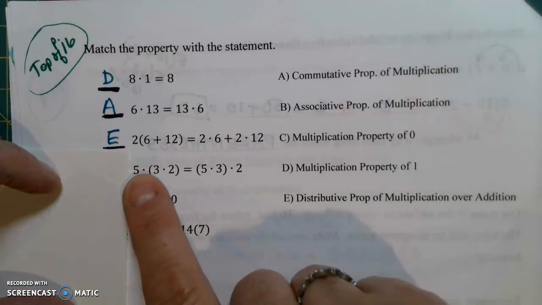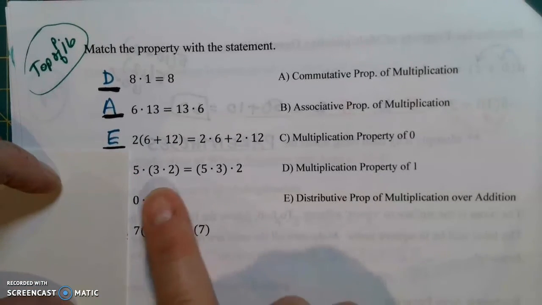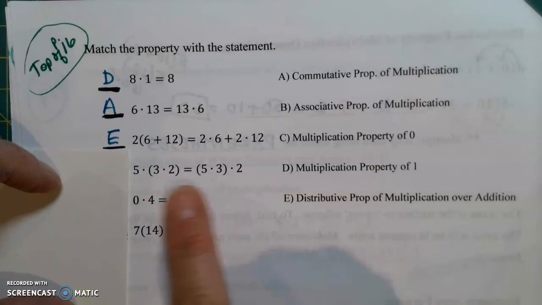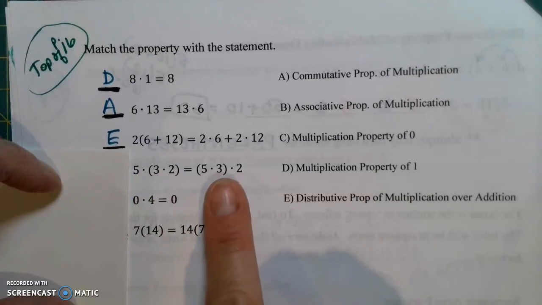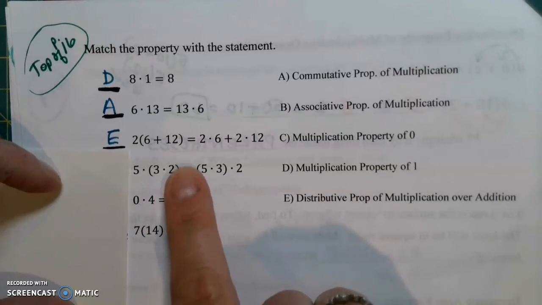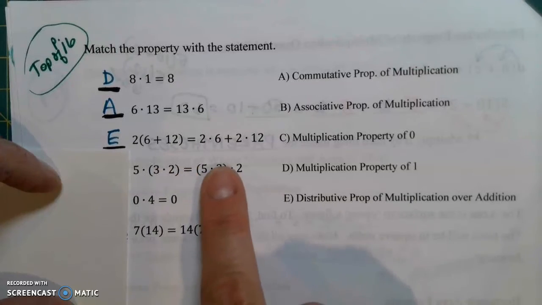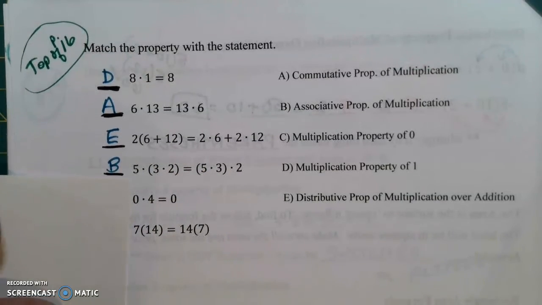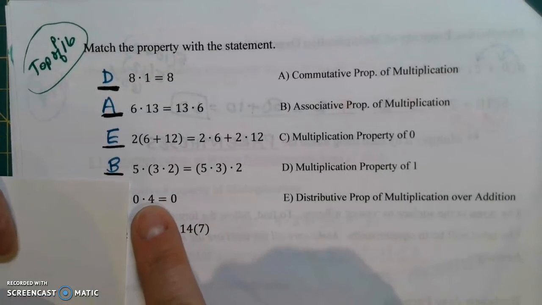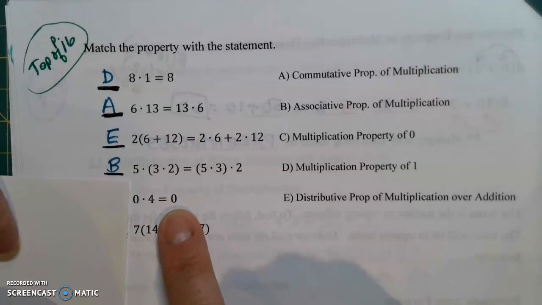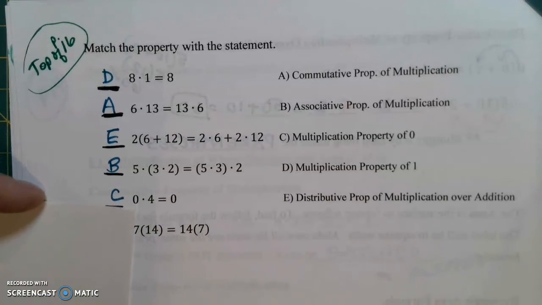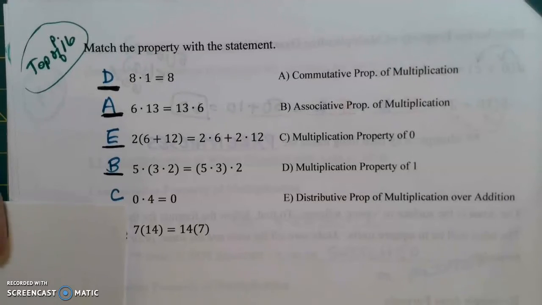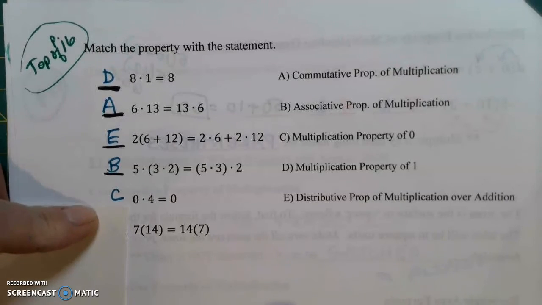The next one is going to be associative. Notice that the numbers are in the same order, but we have moved the groupings. So the association here is 3 and 2. Here it's 5 and 3. So that is B. Next last one here, 0 times 4 equals 0. That's going to be that multiplication property of 0. Also, you might see it as the 0 factor law.